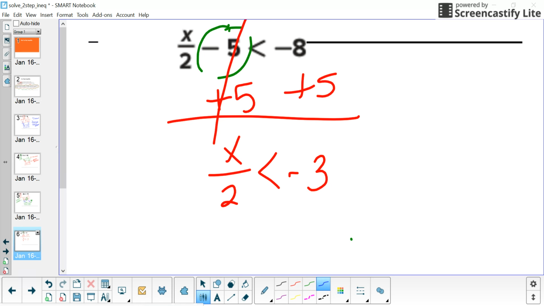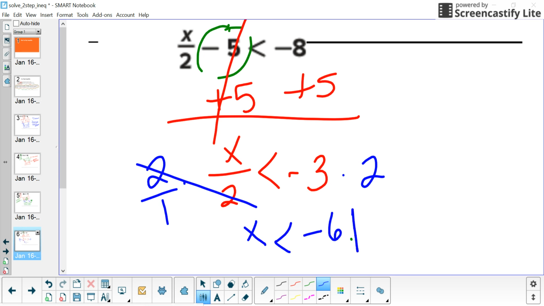At this step, what is being done to x? Division. What is the opposite of division? Multiplication. So we're going to multiply both sides by 2. I chose to write the left as 2 over 1 just because it's easy for me to see the cross canceling. And now I have x is less than -6.